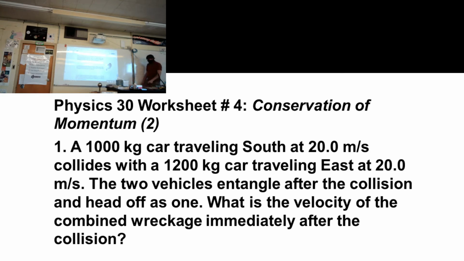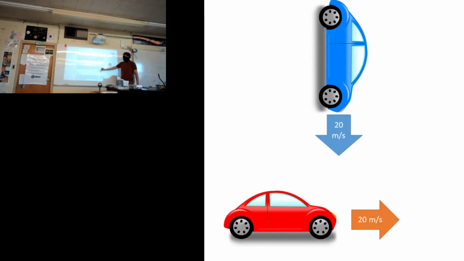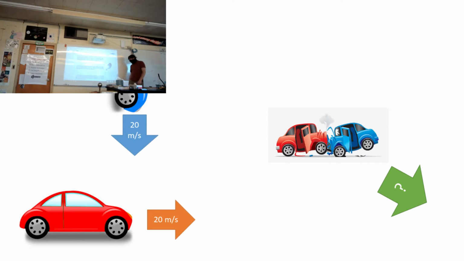Normally, you had a car going forward and backwards and they smash into each other. It's a head-on collision. Now you're going to have this. You have a car that is 1,000 kilograms going south at 20 meters per second. You got a second car that's going 1,200 meters per second going east. These 2 vehicles then collide and entangle. What is the velocity immediately after collision? So this is different, right? Because this time you have this first car, which is going south, right? How fast is it going south?